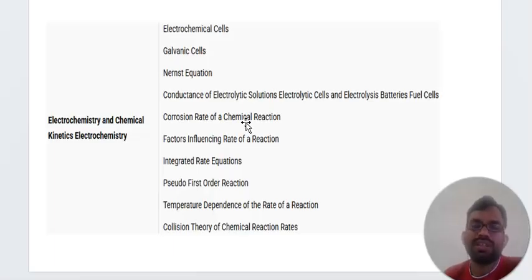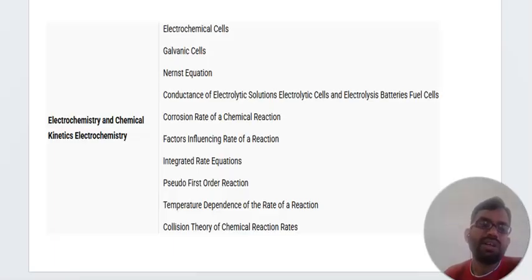In electrochemistry, there are again important subtopics you can see here: electrochemical cell, galvanic cell, Nernst equation, conductance of electrolyte solution, electrolytic cell and electrolysis, batteries, fuel cell, and corrosion. Then rate of chemical reaction, factors influencing rate of reaction, integrated rate equation, pseudo first order reactions, temperature dependence of the rate of reaction, collision theory of chemical reaction rates. So these are a few very important subtopics in electrochemistry and chemical kinetics.